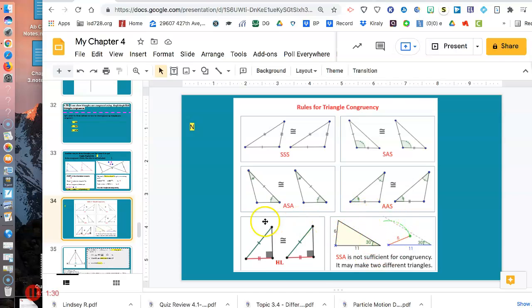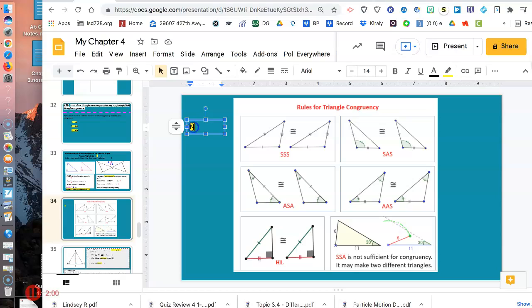Couple things to note here. This bottom one in the bottom left we'll be doing in another section. And we've said that there's no SSA or ASS congruence. And you can see why over here with this picture. We've got an 11 and a 6 with a 30-degree outside angle, and an 11 and a 6 and a 30-degree outside angle. And that 6 could have gone anywhere. And so we are not forced to have congruent sides when we have angle, side, side.